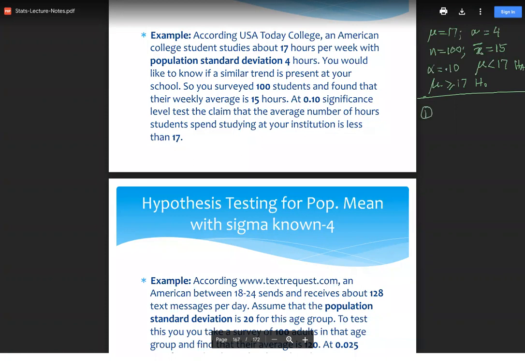Your n is equal to 100, which is obviously greater than or equal to 30. So according to the central limit theorem, the sampling distribution of the sample means of sample size 100 is bell-shaped. Number two, your null hypothesis is mu is greater than or equal to 17, and your alternative hypothesis is mu is less than 17.